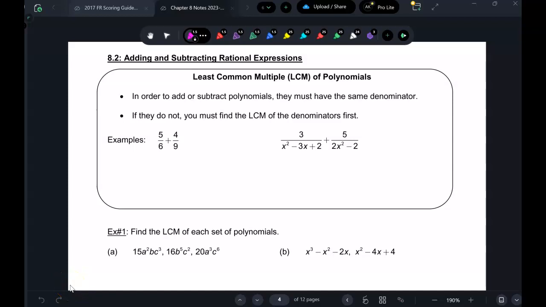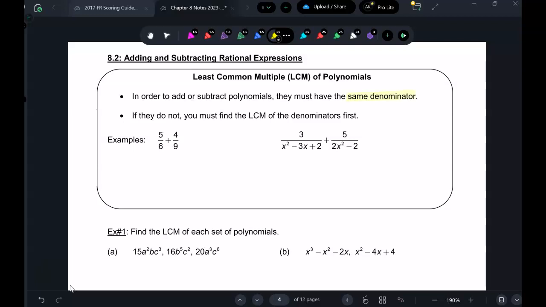And 8.2 is, so 8.1 was multiplying and dividing polynomials, or rational expressions, that is. Now we're going to add and subtract, okay? The only thing here we have to remember is that you have to have a least common denominator, right?